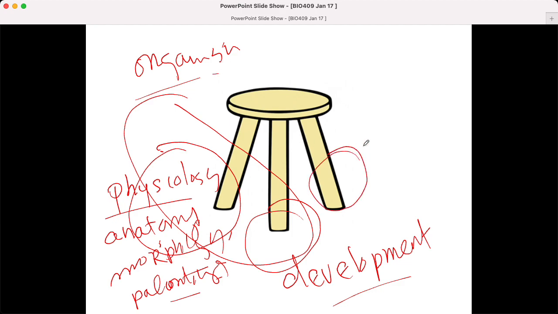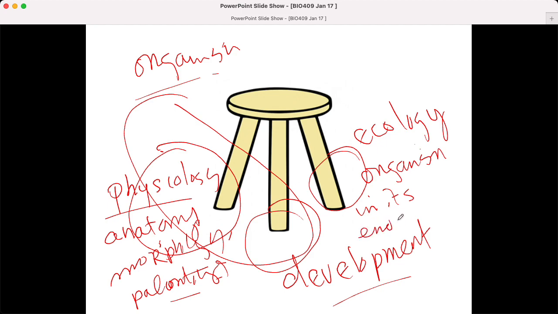And then this third leg is ecology. That's the organism in its environment. And there's really good ways to explain why it's important to describe all of biology as a three-legged table. Here's one. So Darwin said evolution involves survival of the fittest through natural selection. Okay? So survival would be the organism in its environment.